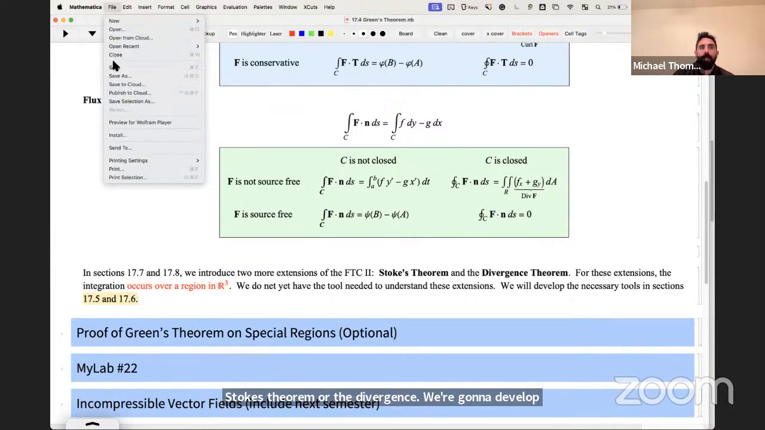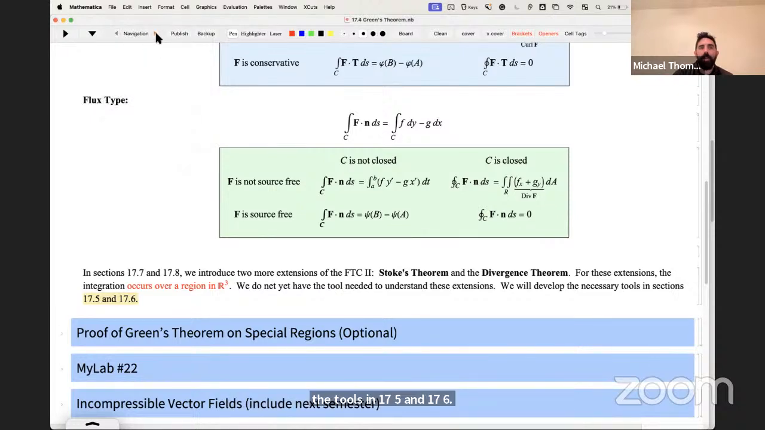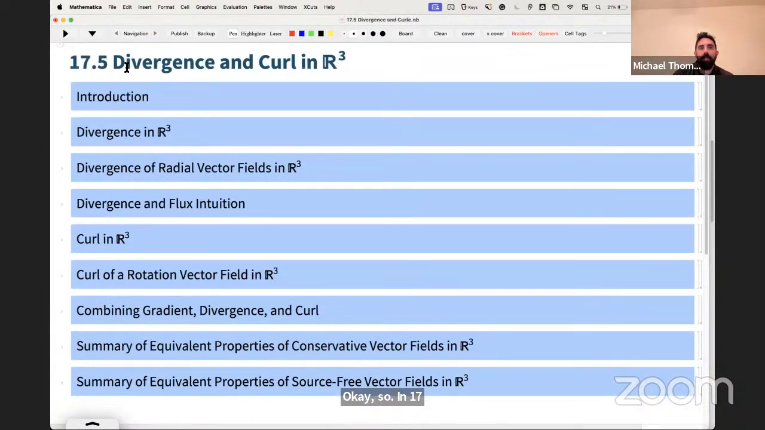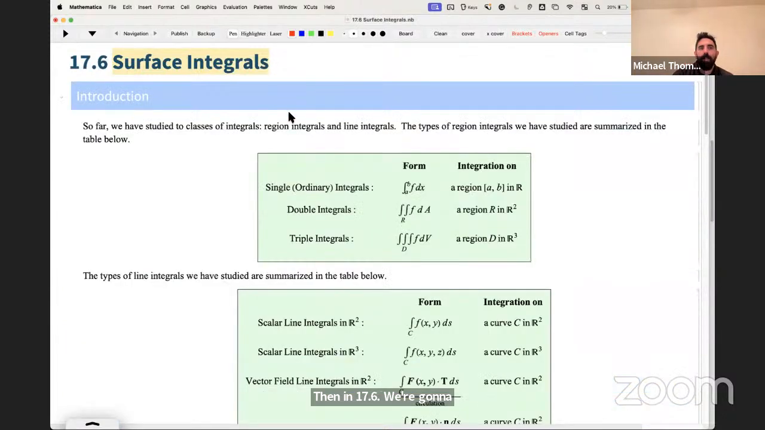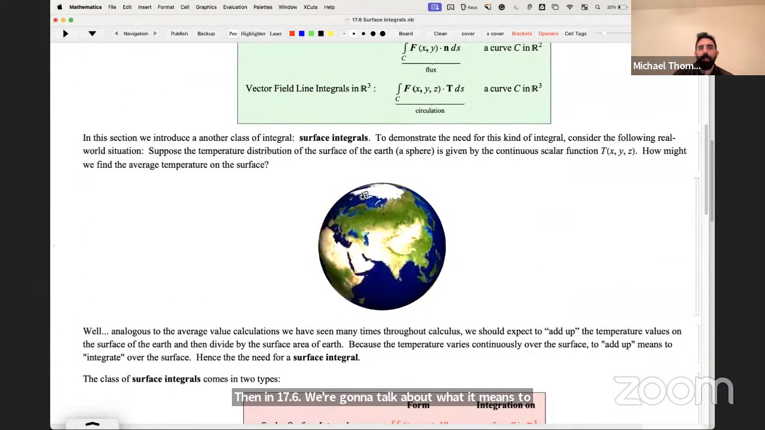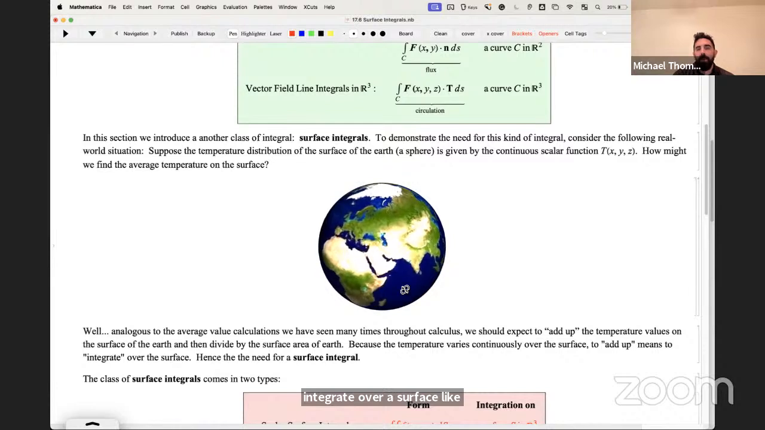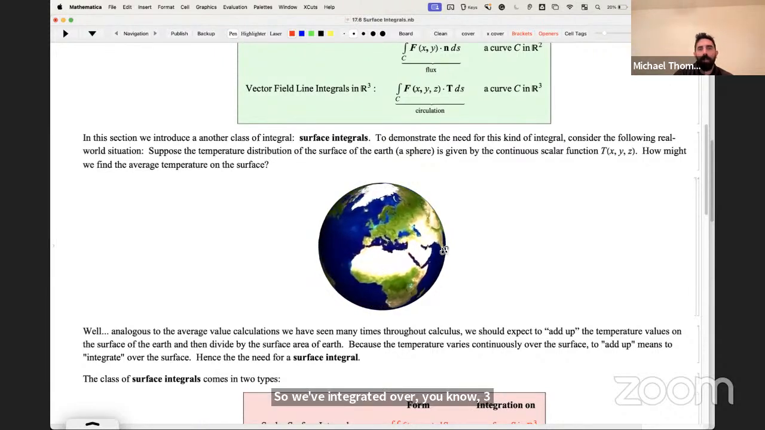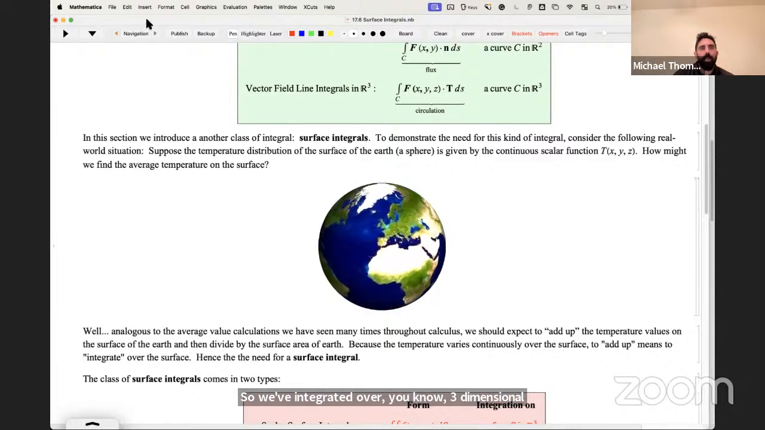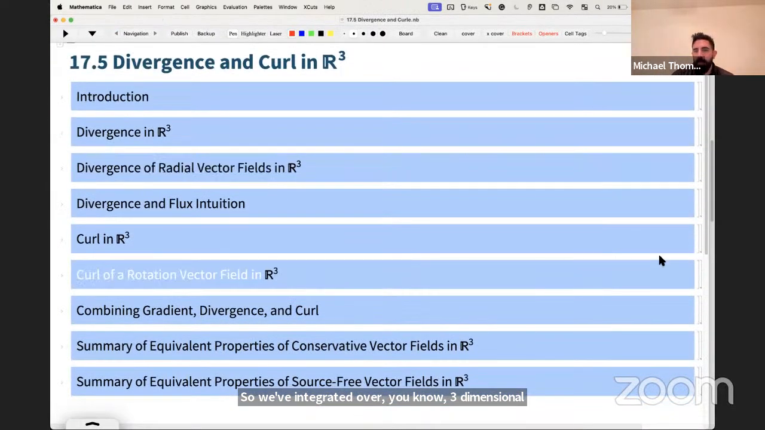In 17.5, we're going to take divergence and curl, which we've talked about in R2, and extend these concepts up to R3. And then in 17.6, we're going to talk about what it means to integrate over a surface, like the surface of the Earth. We've integrated over 3-dimensional regions, the solid, but we've never integrated over a surface. So let me stop the video here.